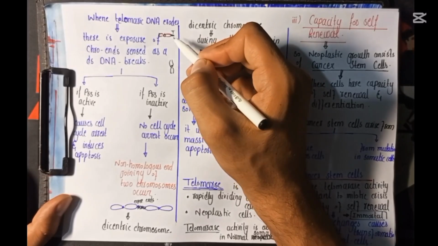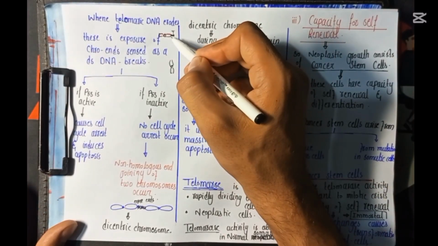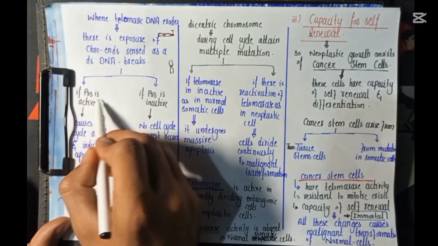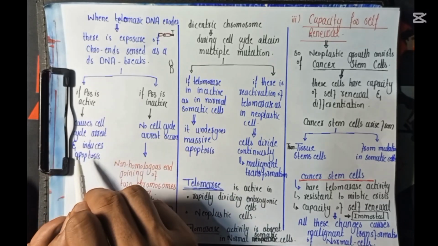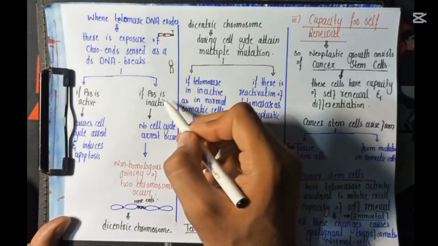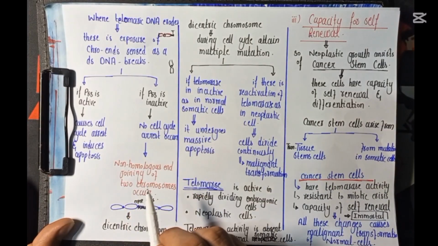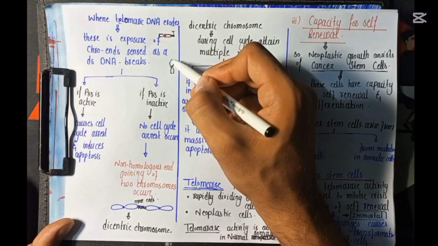Let's suppose this is a chromosome and the cell undergoes rapid cell division, so the telomere gets eroded and the chromosomal ends are exposed. Then it depends upon the p53 gene. If the p53 gene is active, the cancer cell undergoes cell cycle arrest and induces the process of apoptosis. But if the p53 gene is inactive, then there will be no cell cycle arrest, and the chromosomes have double-stranded DNA breaks at the ends.